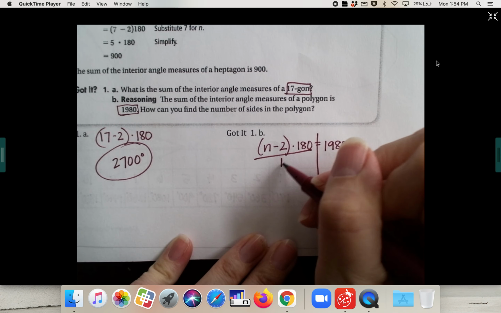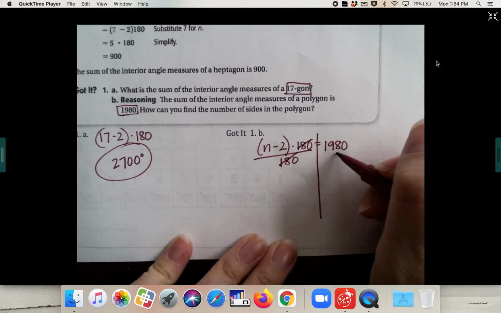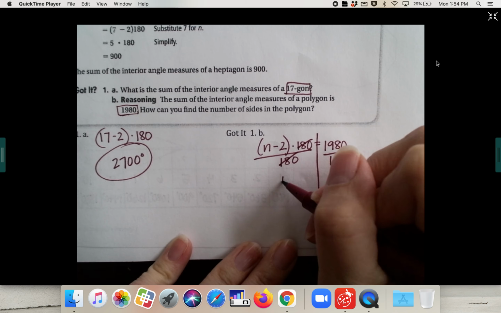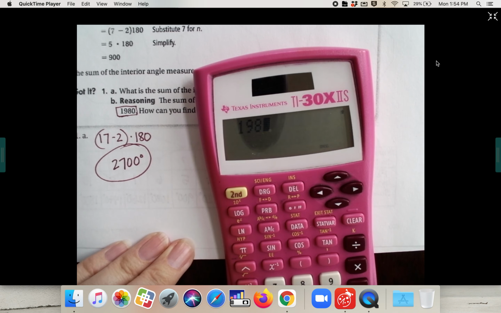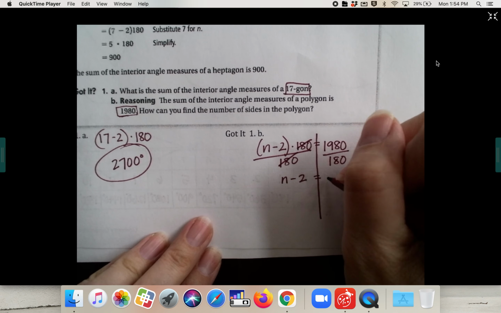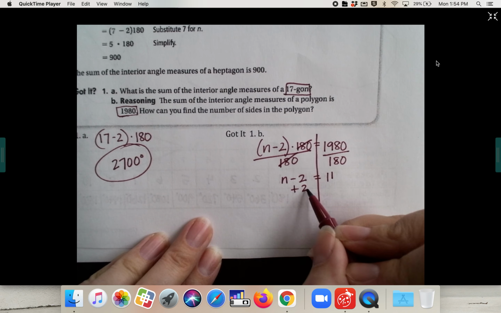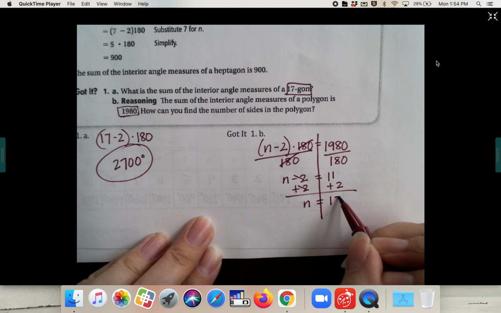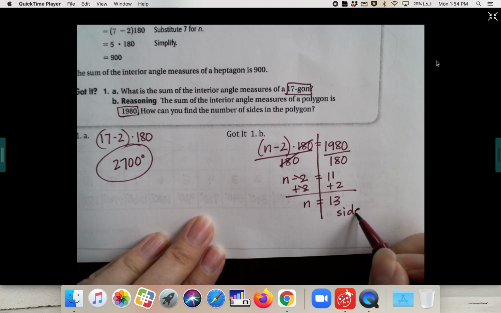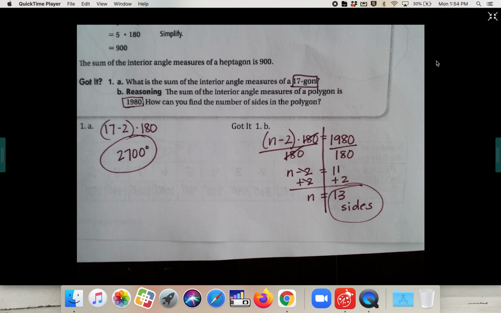I would first need to divide both sides by 180 to get it to cancel. And then I'd have n minus 2 equals whatever 1980 divided by 180 is, 11. I would add 2 to both sides. You're just solving an equation. This is where algebra comes in handy. That would be a 13-sided shape. Okay, let's continue to the next page.